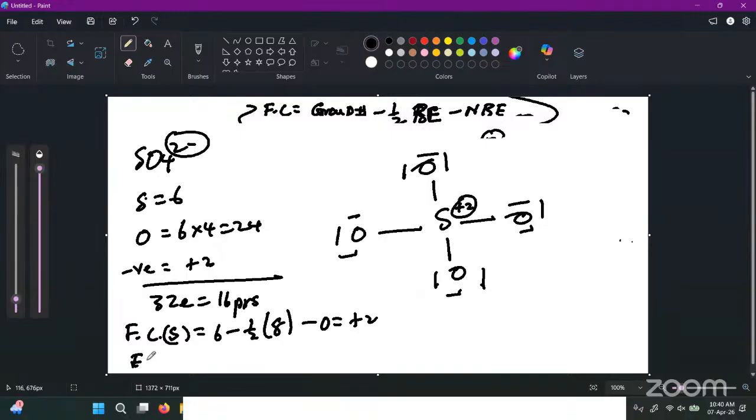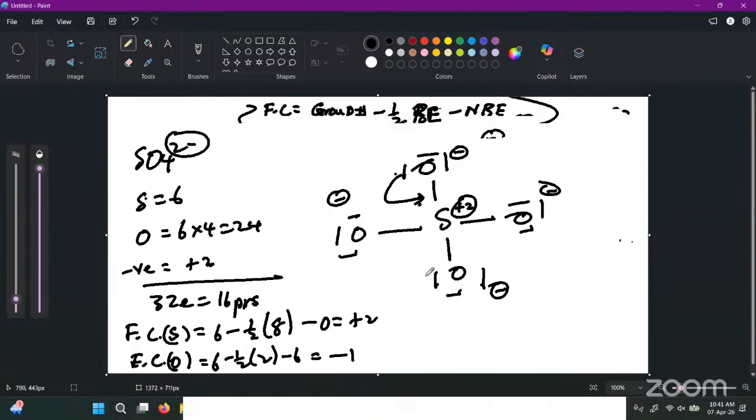And then in the case of the oxygen, how would you calculate the formal charge for each oxygen? 6 minus half of 2, minus 7, equals -1. Yeah. So each oxygen will have a -1 charge. All right, so what next? So what's gonna happen next? One of the oxygens will make a double bond to the sulfur.